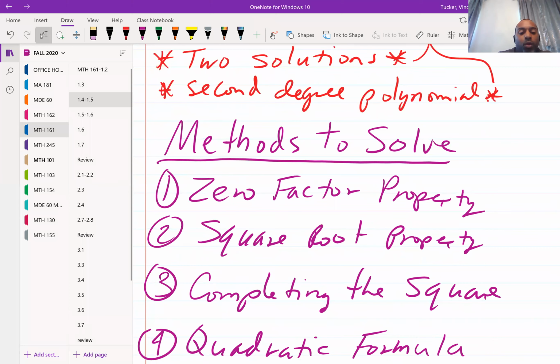So the methods that we will cover in this section: first is the zero factor property. Then we have the square root property, completing the square, and then the last one would be the quadratic formula.